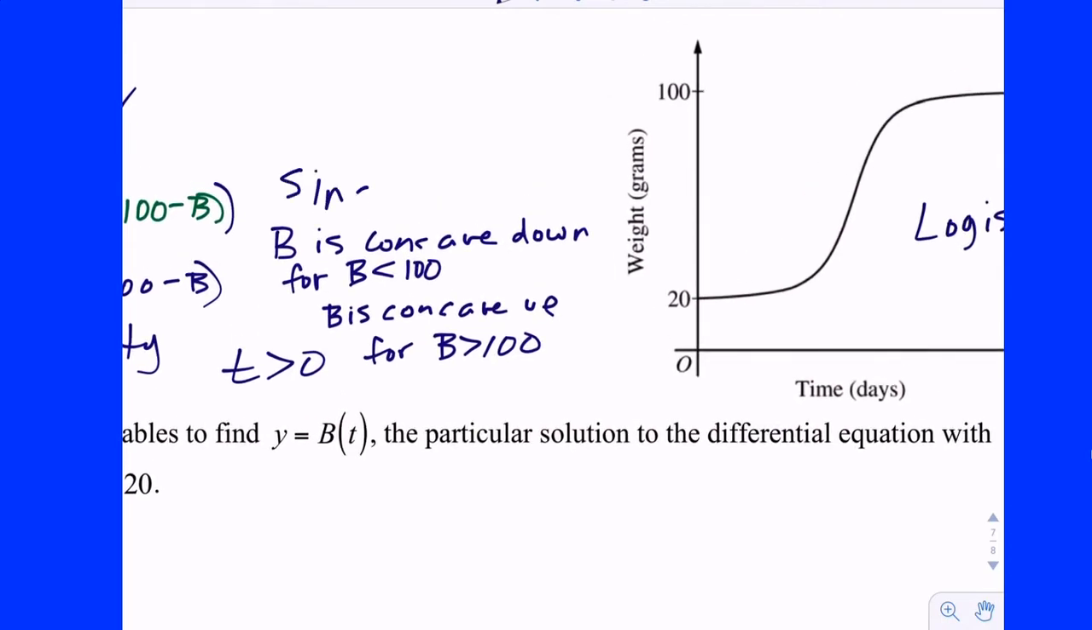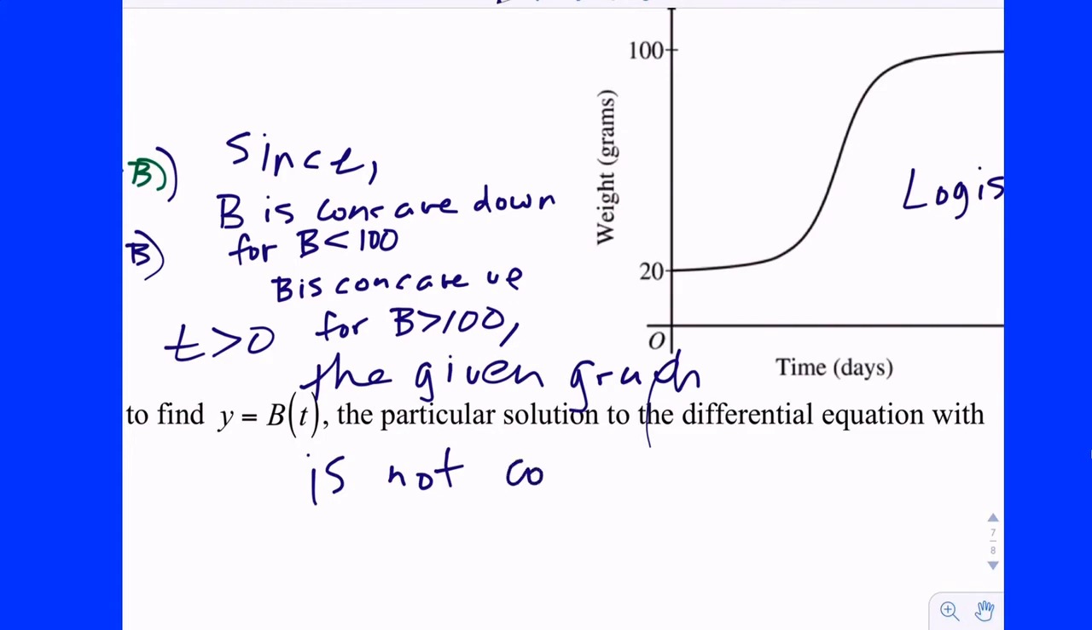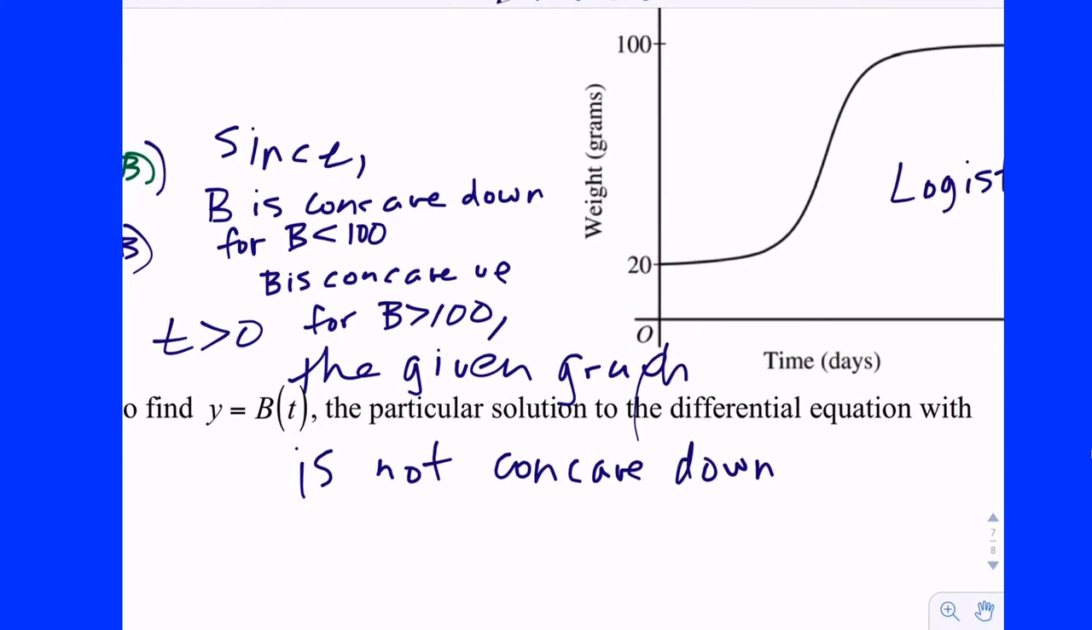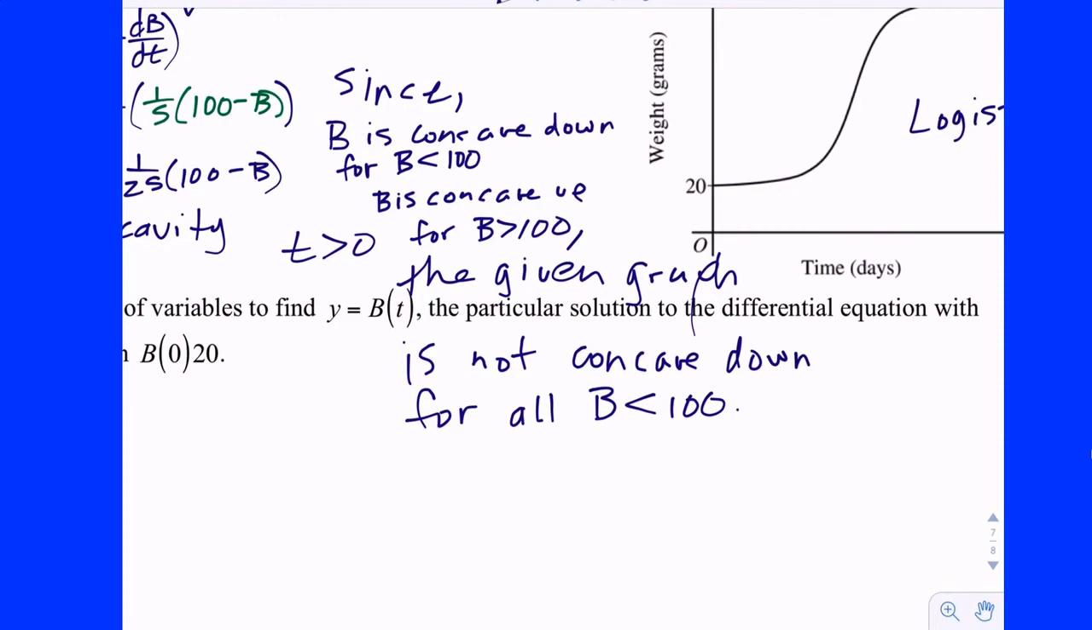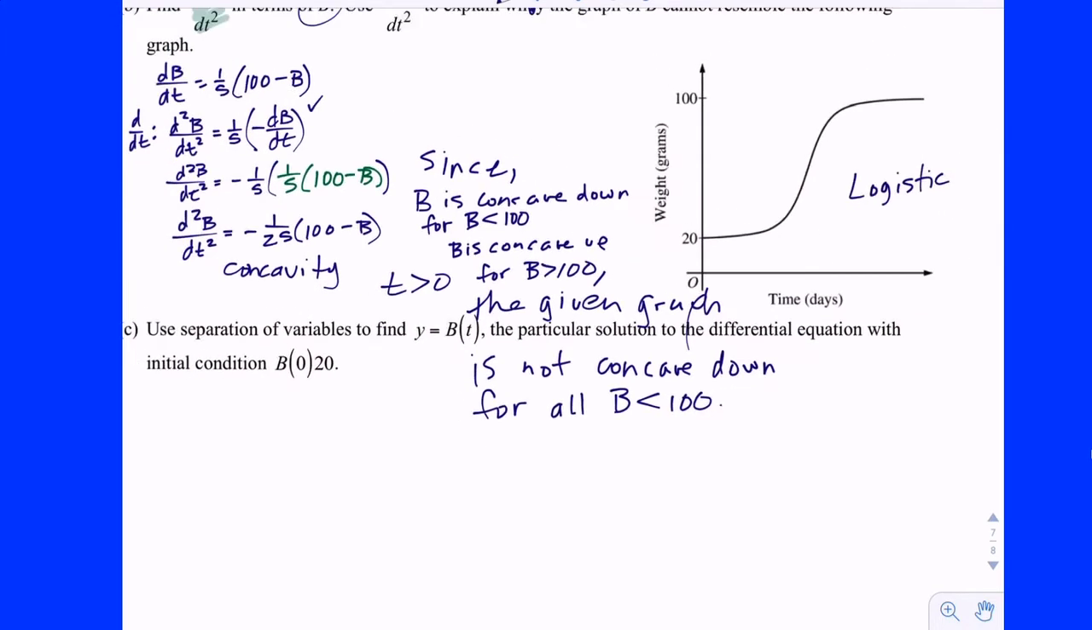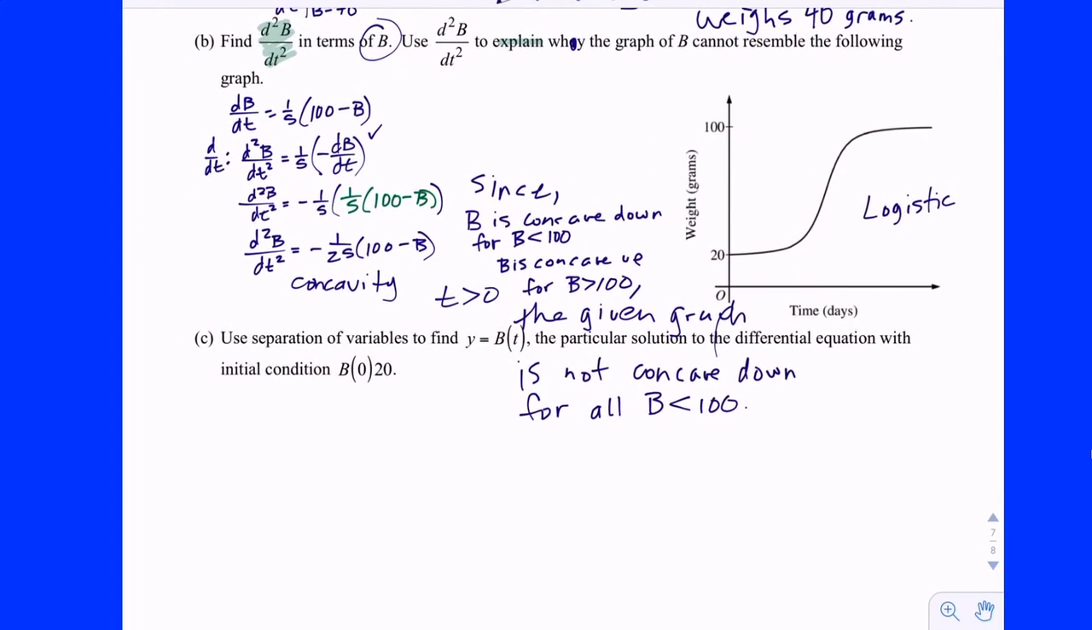How about since, you can add that to there, since B is concave down for B less than 100, the given graph is not concave down for all b less than 100. Something to that effect. It already said explain why it can't be. So we said, okay, since this is what it should be, the given graph is not concave down for all b less than 100. There are lots of different ways to do it. You just have to make some kind of concavity argument that here's what you gave me, here's what it should be, and at some point they don't match.